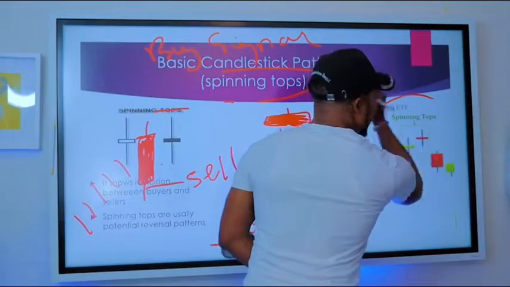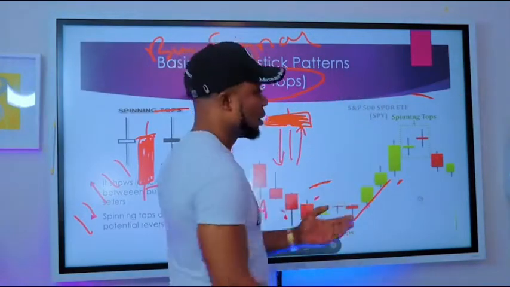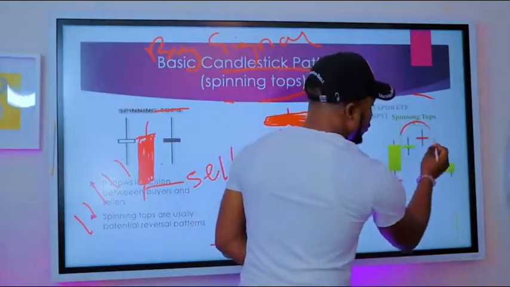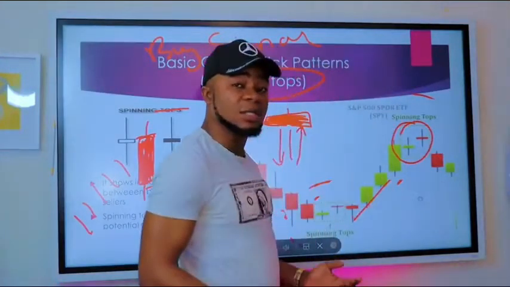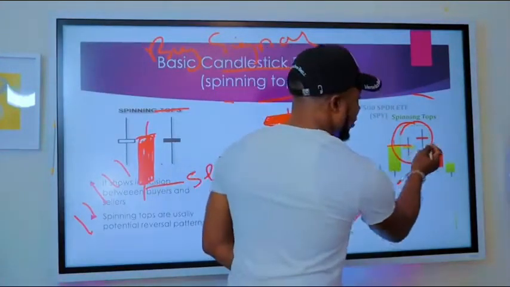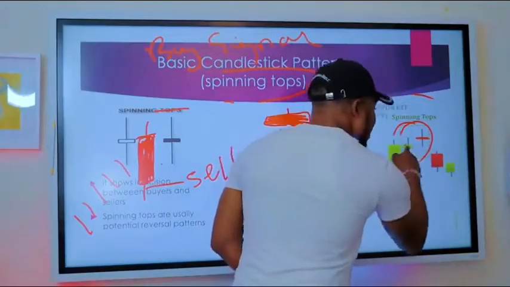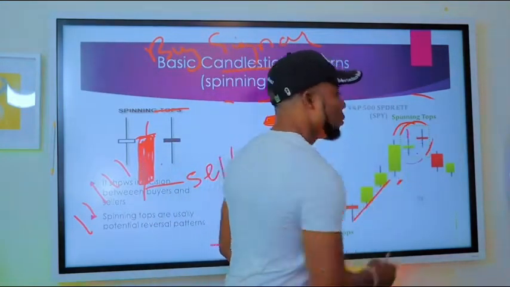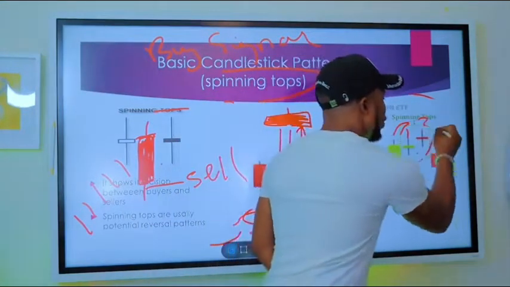The same explanation goes for spinning tops. The market was going up. After the market was going up, what happened? You see what we call spinning tops. This is the same candle. This was still an indecision candle. You can have two indecision candles in the same place, because you can see this was the first indecision candle, and this was the second indecision candle.